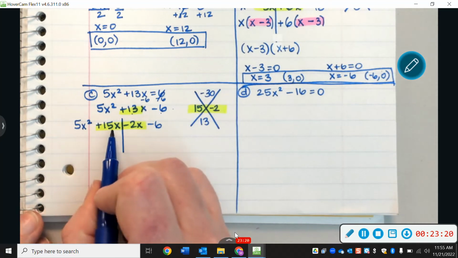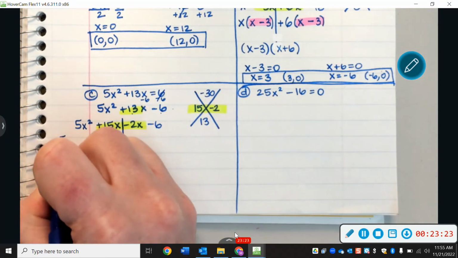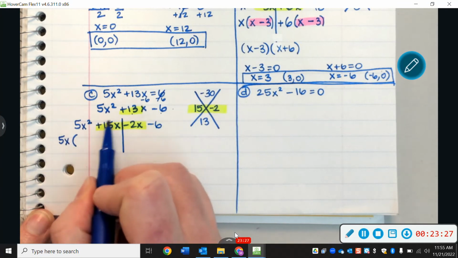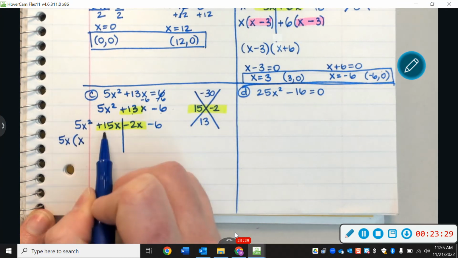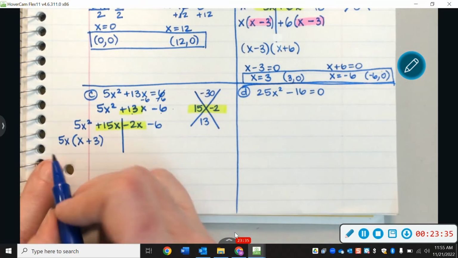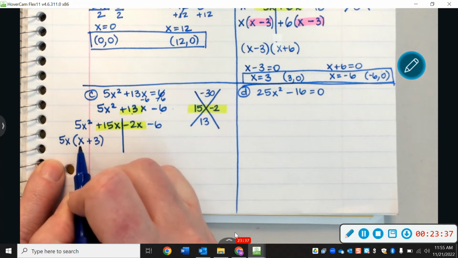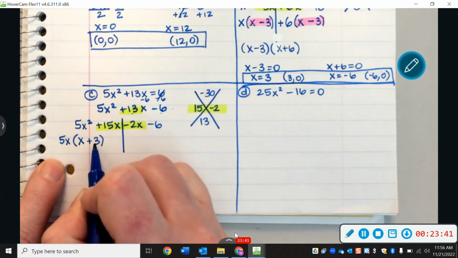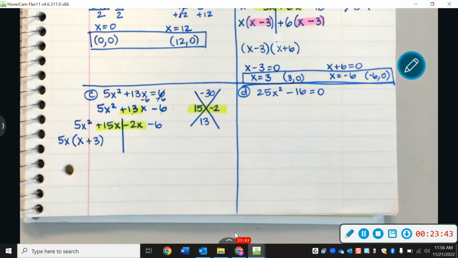I'm noticing that both of these terms are divisible by 5x. So if I divide them each by 5x, I'll have an x left over and positive 3. And I know that's right because if I distribute back out, 5x times x gives me 5x squared. 5x times 3 gives me 15x.